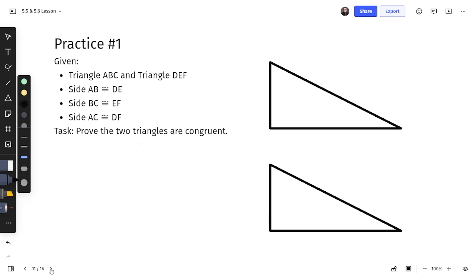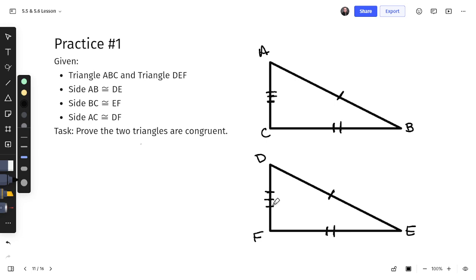Ready? Okay. So, we have triangle ABC and triangle DEF. So let's label A, B, C, and then remember, in the same corresponding spots on the second triangle, we're going to put D, E, and F. They tell us that side AB is congruent to side DE. They tell us that side BC is congruent to side EF. And they tell us that side AC is congruent to side DF.